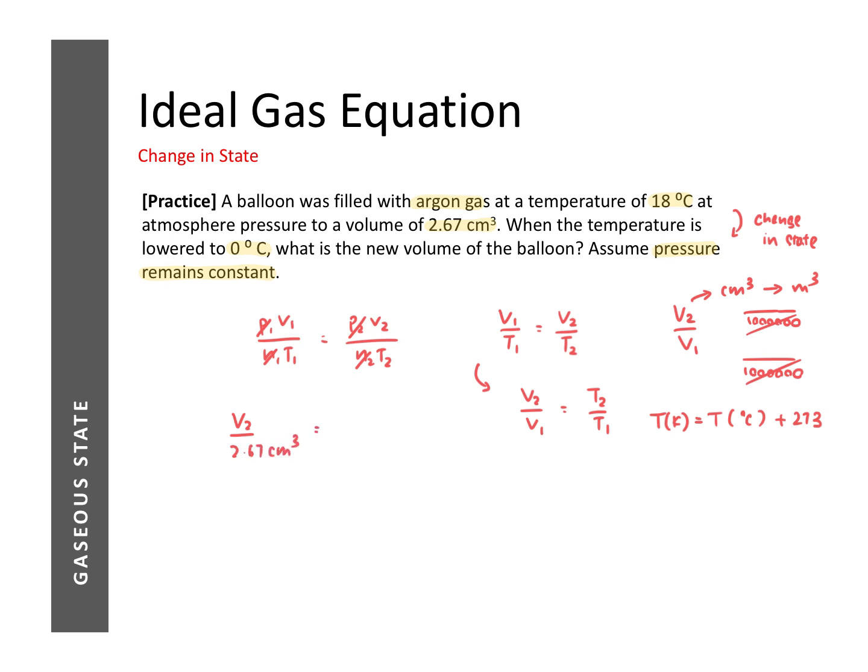which is equal to T2, your 0 degrees Celsius converted, over 273 plus 18. That gives us a final volume V2 of 2.5 centimeter cube. Notice again that the volume that we find is in terms of centimeter cube. Reason being, the volume that we substituted in was in centimeter cube.